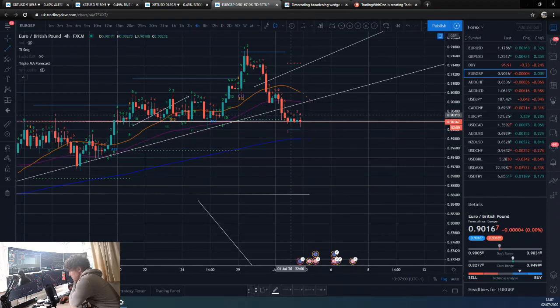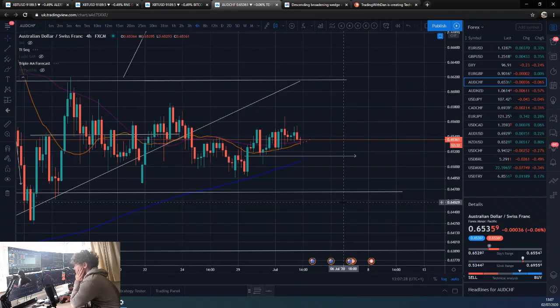So we'll actually draw this on, because I believe if we do close some 4-hour candles above this, I would expect us to make our way to, well, either backtest this trend line or backtest the horizontal. So we'll actually draw it right to there. So that's kind of what we'll be looking at.